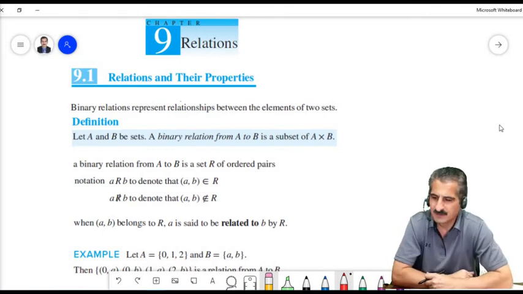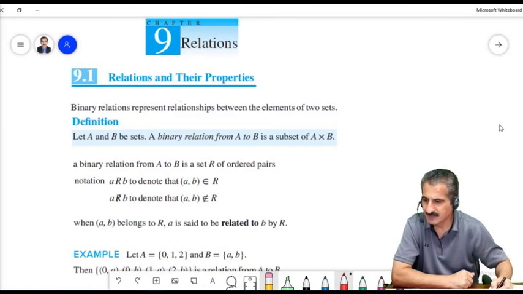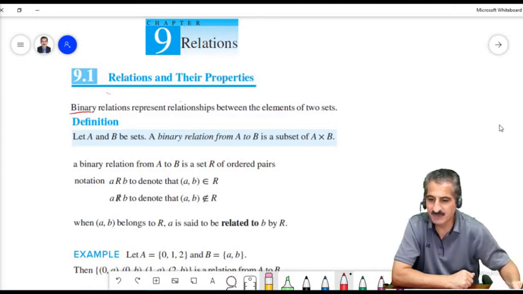So in chapter 9 we will study relations, and we start with the definition of relations and their properties. And we will start with binary relations. Binary here means relation between two elements. So a binary relation represents a relationship between elements of two sets. So it's a relation of two elements. Each element is coming from a set. It could be the same set.